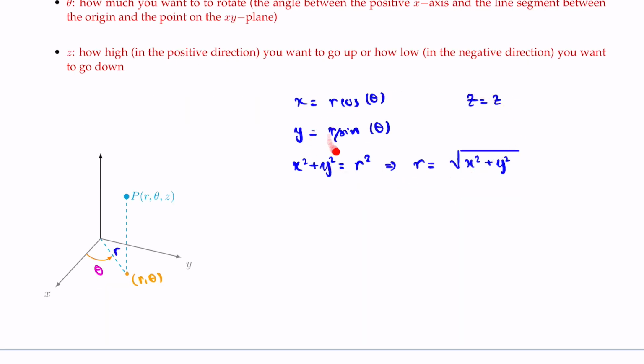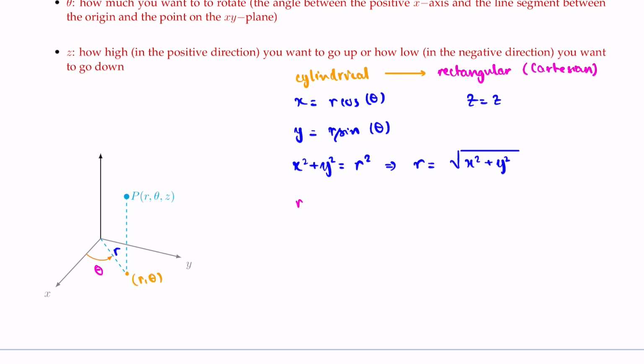Alright, so this is one set of equations you can use to convert from a point in the cylindrical coordinate system to the Cartesian coordinate system. So let me note that: cylindrical to rectangular, or Cartesian.